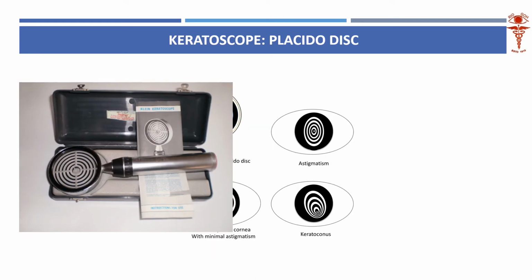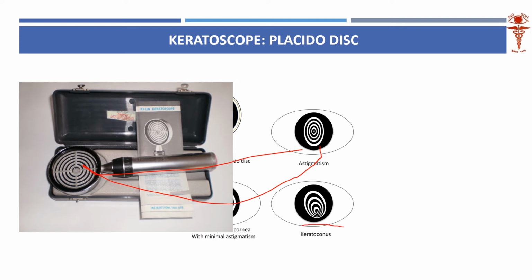Placido's disc. This Placido's disc is a traditional disc which is shown on the cornea. If I make you sit in front of me and I shine this Placido's disc on your cornea, then the cornea will show a reflection of that disc. If your cornea is regular, then the reflection will also be regular. If your cornea is steep, the reflection will be distorted steeply. If your cornea is conical, then it will be reflected like a conical projection.